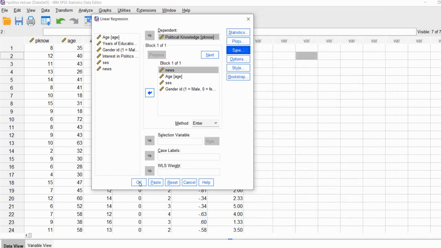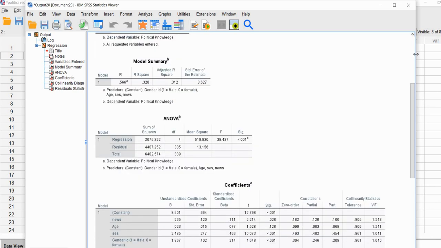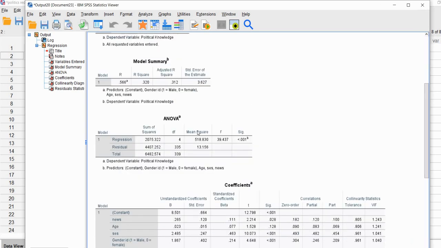and we'll click on continue and then on OK. So first off, you can see we've got our model summary table and the ANOVA, which allows us to kind of look at the overall fit of the model. You can see that the R-square value is 0.32, and we also see that the F-test is indicating statistical significance.